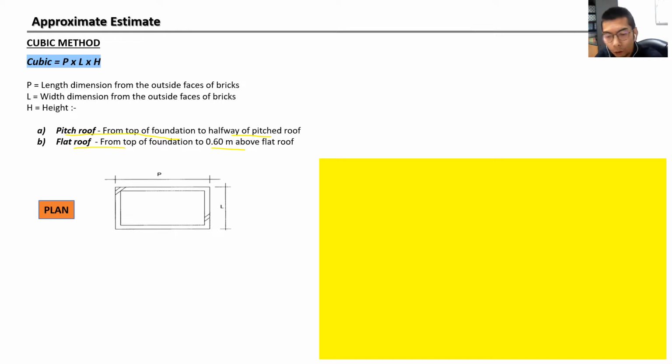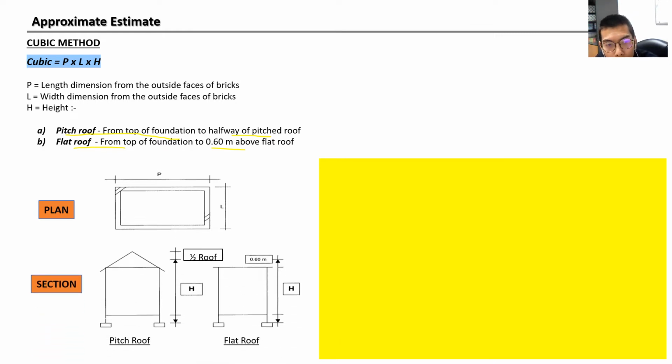Okay, ini contoh dalam bentuk diagram. This is your plan and this is your section. For pitch roof, dia akan ambil daripada atas foundation, ketinggian, height dia. Alright, so ini perbezaan dia untuk apply the formula of cubic method. On the top of the foundation until half of the pitch roof, separuh sini. So they stop over there for the pitch roof. For flat roof, they're taking the dimension from the top of the foundation until 0.6 above the flat roof. Tambahkan lagi. Alright, so that's how they determine the size or the height of the building.